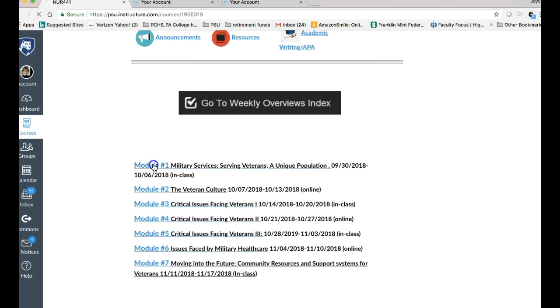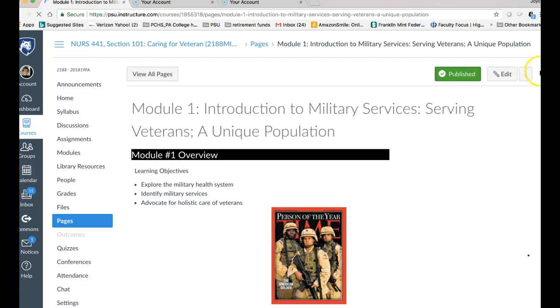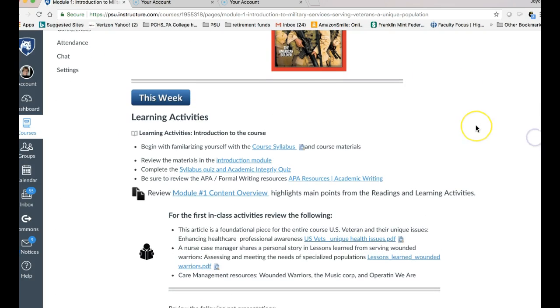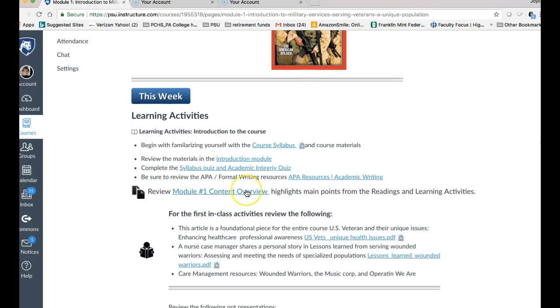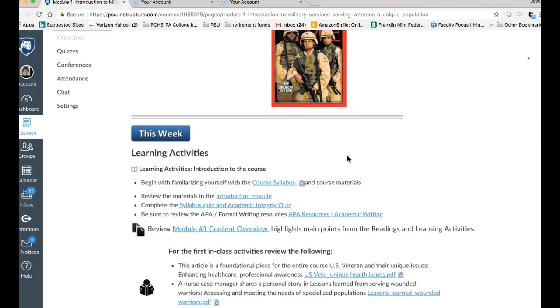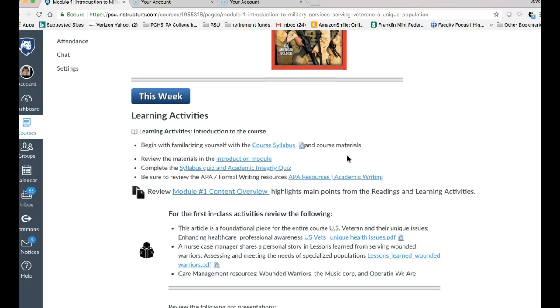When you double click on the module, it should open up, and everything that you need to know and do for that week should be listed on the module. You can go to Content Overview for more information on each module.